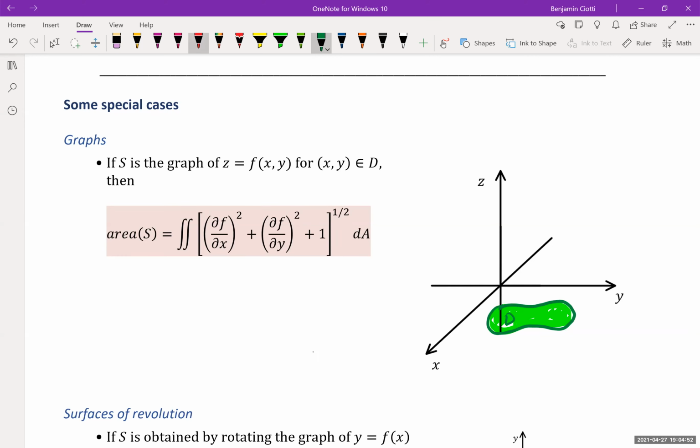And then the surface is some graph above D. So I don't know what it looks like. Maybe it'll look like this.